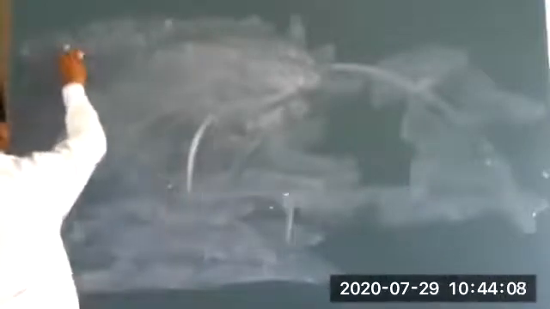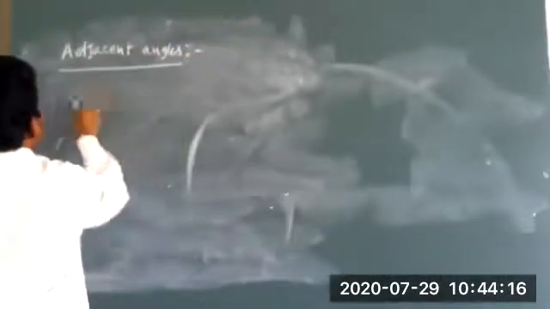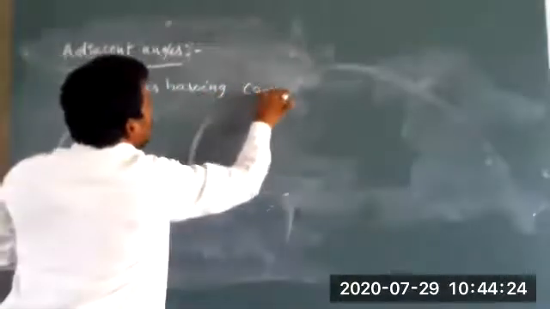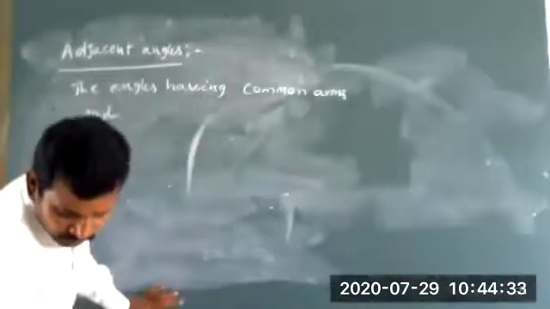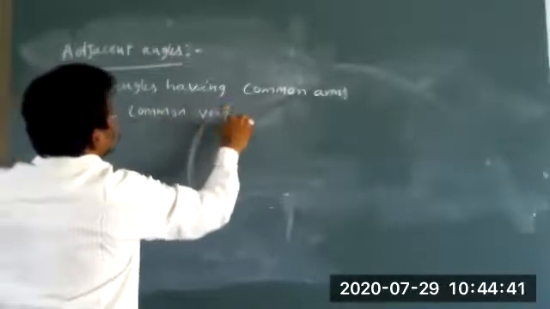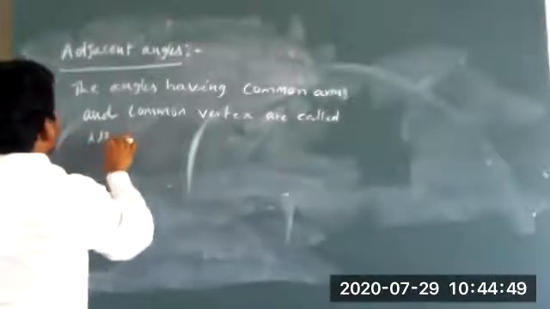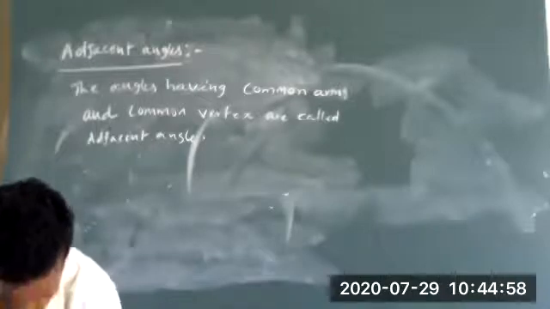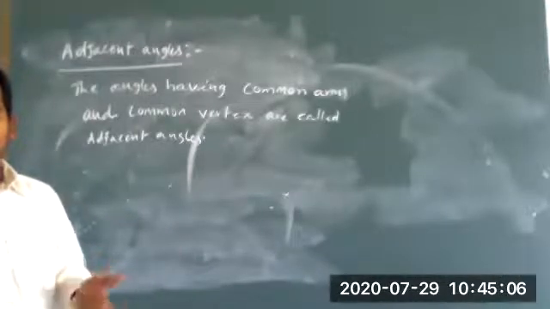So adjacent angles: the angles having a common arm and a common vertex are called adjacent angles. Clear, children? The angles having a common arm and a common vertex are called adjacent angles.